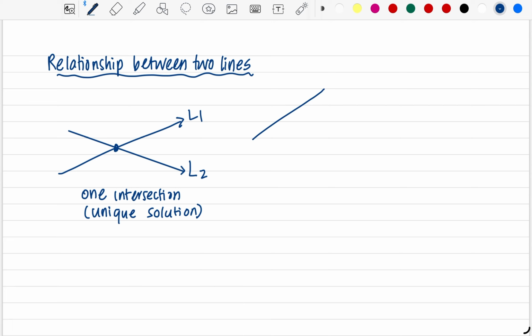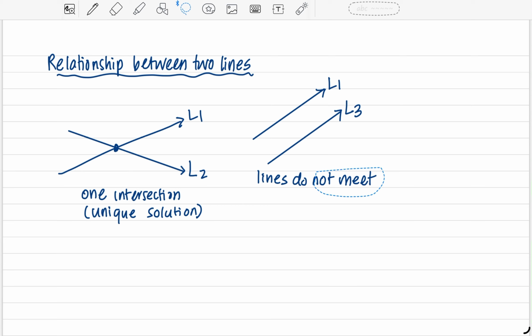We could have a situation where line 1 is parallel to another line. Let's say we have line 3. In this case, lines do not meet. So there is no solution, no intersection at all, so no solution.